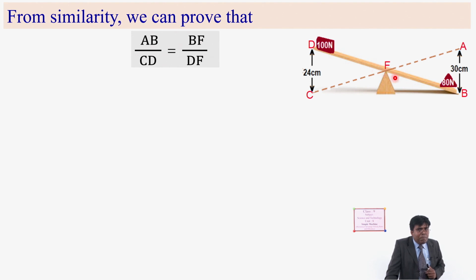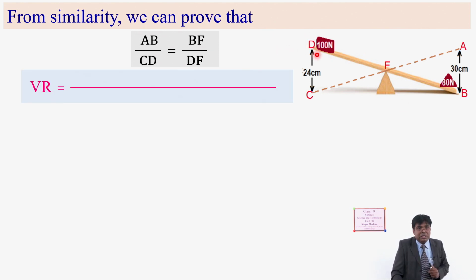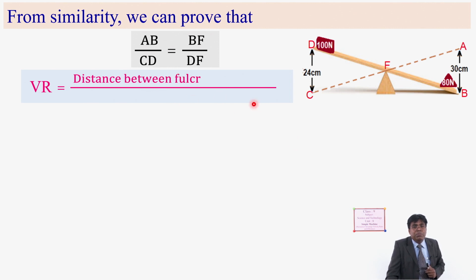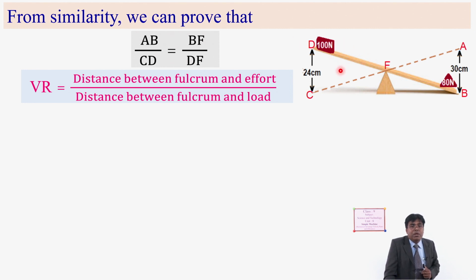So if you see here BF, what is this BF? Yes, this is the distance between fulcrum and effort. DF is the distance between fulcrum and load. So the same thing is written here. VR is the distance between fulcrum and effort, because BF is the distance between fulcrum and effort. In the same way, DF is the distance between fulcrum and load.